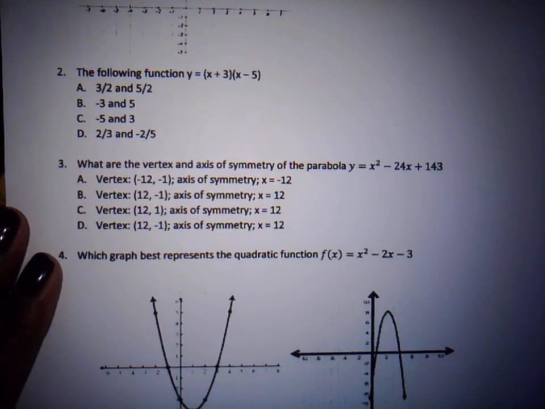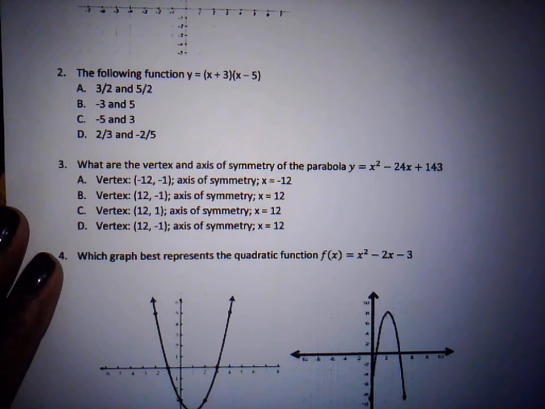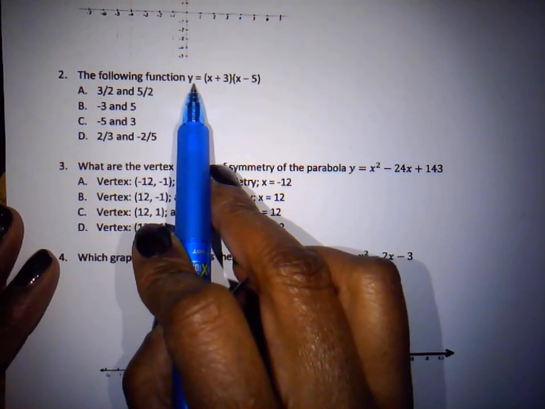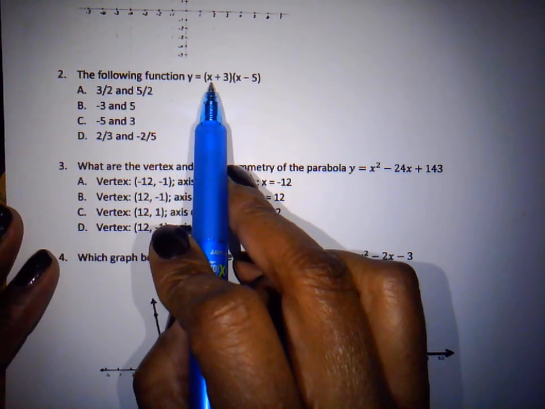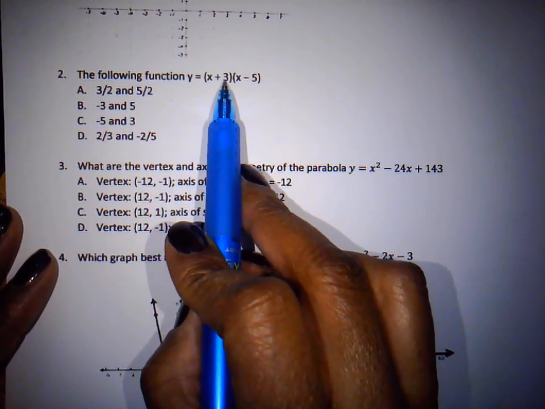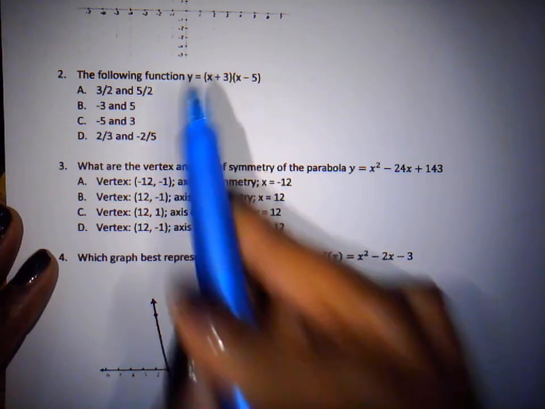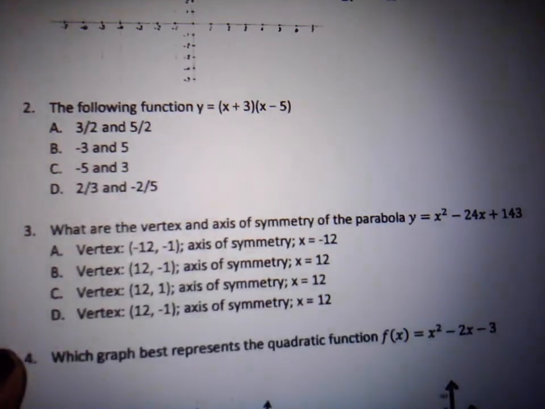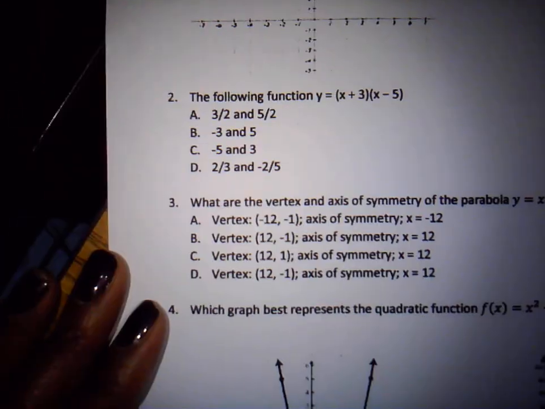All right, for number 2, there was no instructions necessarily, but I can deduce that the following function, y equals the quantity of x plus 3 times the quantity of x minus 5, I can deduce that they want me to solve for x, okay? Looking at my answer choices. All right?